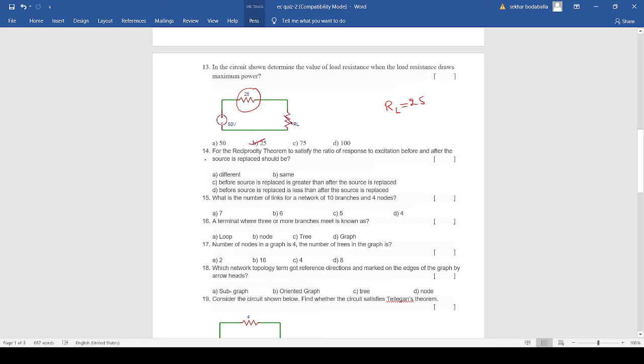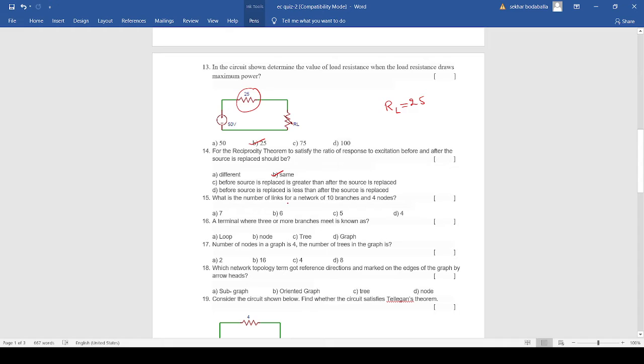Let us see the 14th question. For the reciprocity theorem to be satisfied, the ratio of response to the excitation before and after the source is replaced should be the same. So it is just the reciprocity theorem statement. The ratio of excitation to the response must be the same even after interchanging the source and load. Let us go with the next question.